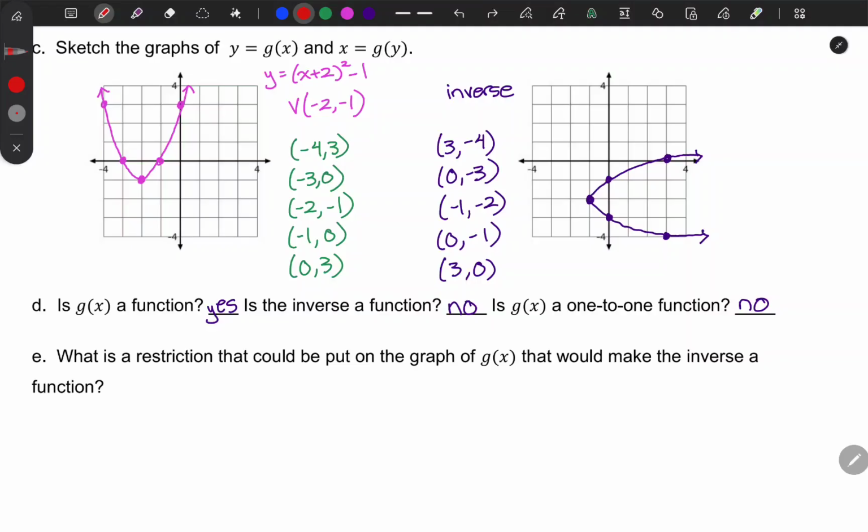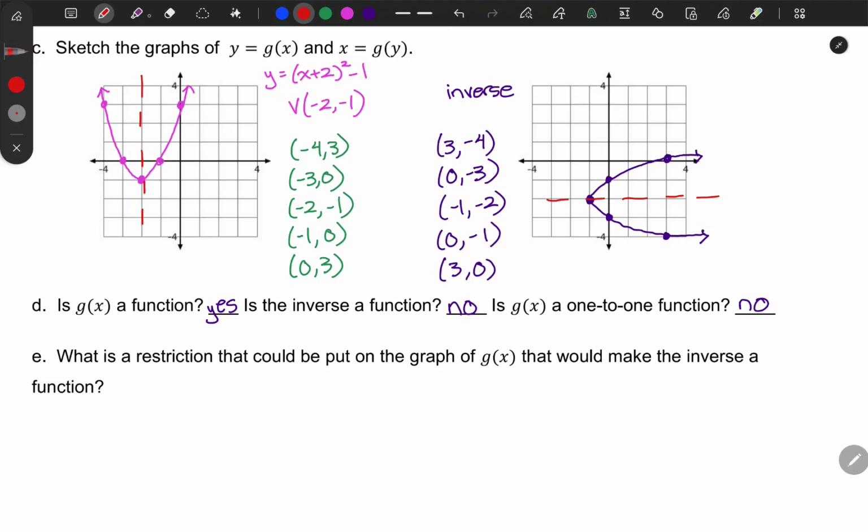All right, an interesting question here. What is a restriction that could be put on the graph of g of x that would make the inverse a function? Now, think about our axis of symmetry here. If we only took the left half or the right half of that function, and then we took the inverse, that would give us half of this function. So pick one branch of g of x. For example, the right side.